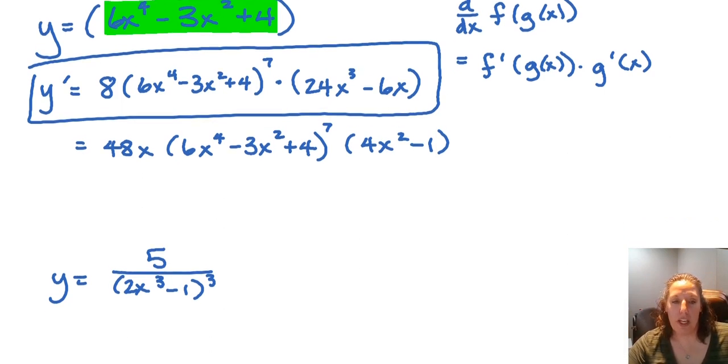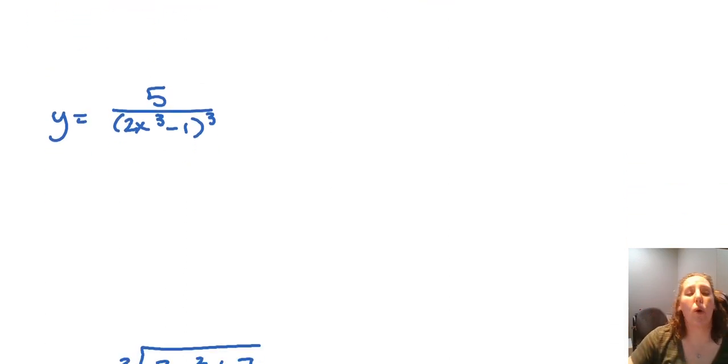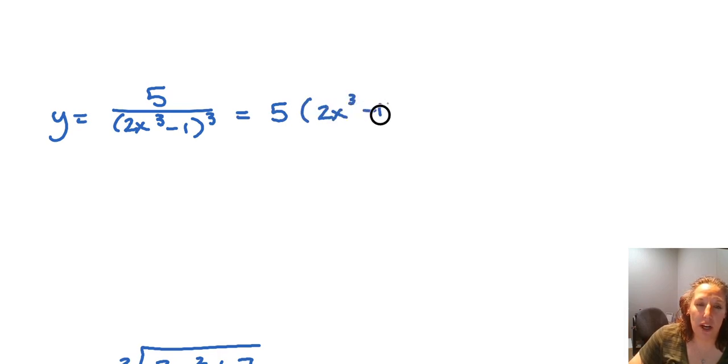This one we have y is equal to 5 over the quantity 2x cubed minus 1 cubed. Now this one again, you could expand that denominator and use the quotient rule. Lots of students will use the quotient rule on this anyway, but what I would recommend, when you have just a constant in the numerator, is writing this as 5 times that quantity 2x cubed minus 1 raised to the negative third. Then we don't have to use the quotient rule.